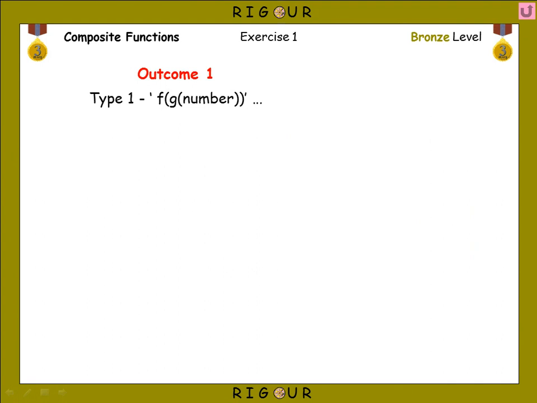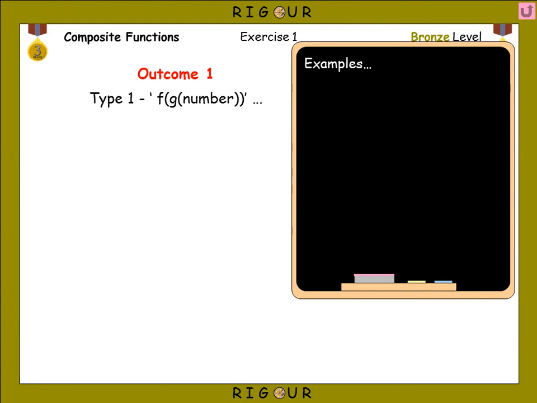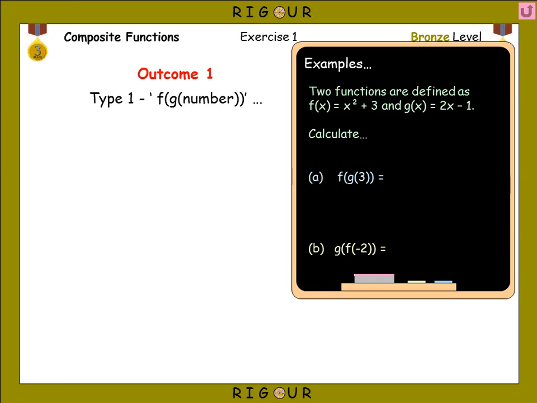So the first skill we could possibly be asked in an exam is to determine the value of f of g of number. So two functions are defined as f of x equals x squared plus 3 and g of x equals 2x minus 1. And we've defined the value of f of g of 3 first of all. So this is a two-step problem.